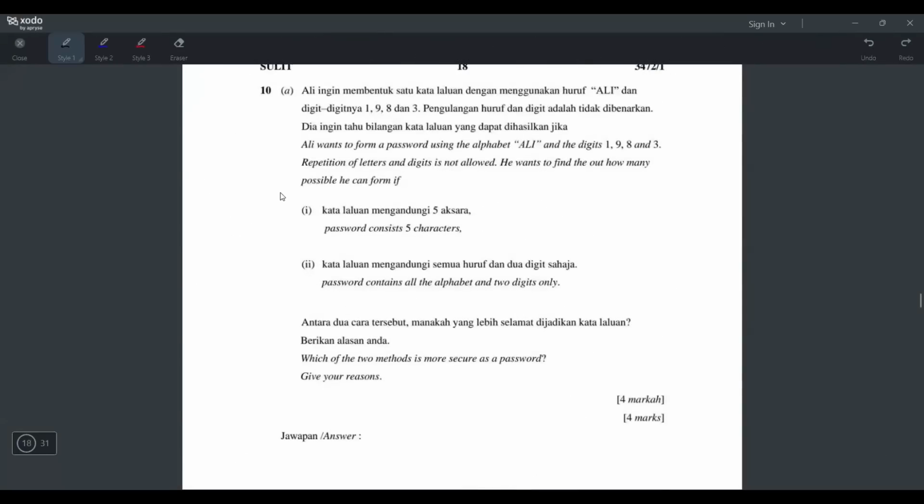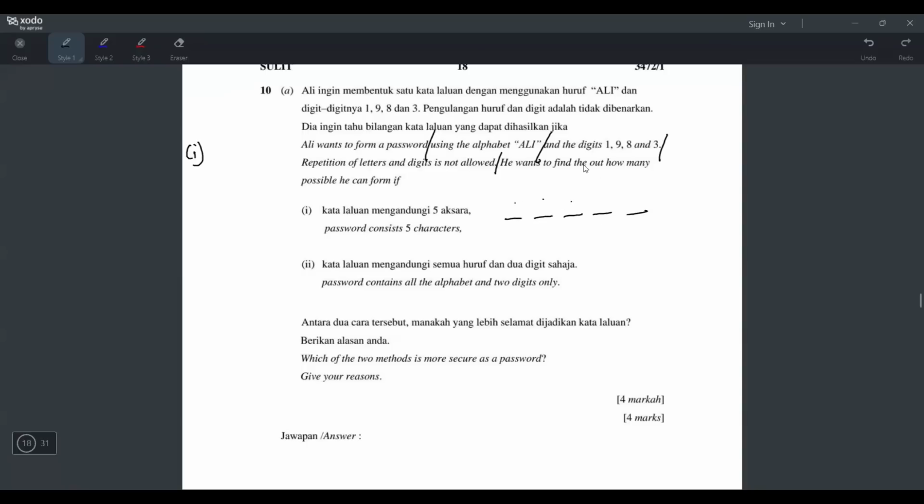Okay, number 10A. This is a permutation combination question. Ali wants to form a password using the alphabet Ali and the digits 1983. So he can choose from how many characters? 1, 2, 3, 4, 5, 6, 7. 7 characters. Repetition of letters and digits is not allowed. He wants to find out how many possibilities he can form if the password consists of 5 characters only. You have 7 characters to choose from, repetition is not allowed, and you are forming a 5 character password.